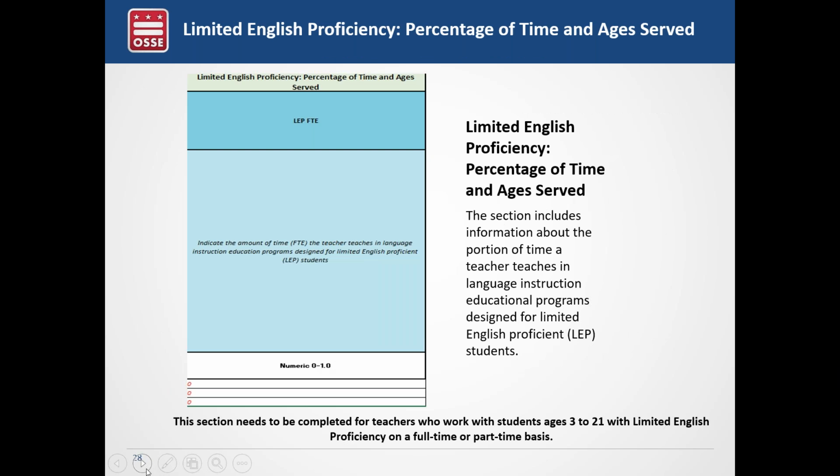So the next section is very similar, except it's for students who are English learners. We have the term limited English proficiency. It's still carryover, unfortunately, from what we have to report to the Department of Education, but do know that when we say LEP, or limited English proficiency, we are referring to English learners. And so this section needs to be completed for teachers who work primarily with students 3 to 21 who are English learners on a full-time or part-time basis. It works in the same way as teachers with students with disabilities, except there's no breakdown between ages. It's just how much time are they spending with English learners.